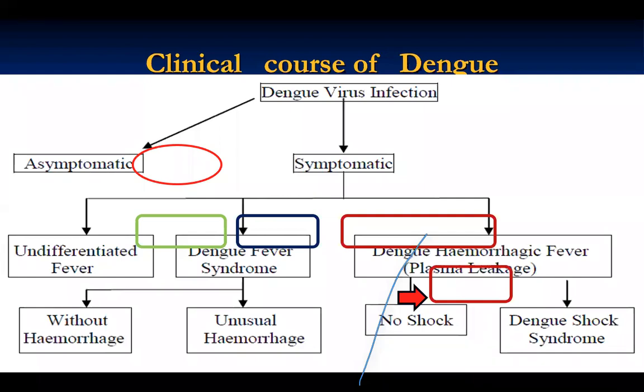Then the clinical course of dengue: what happens when there is a dengue virus infection. It has two types: asymptomatic and symptomatic. In symptomatic, they are further classified into undifferentiated fever, dengue fever syndrome, and dengue hemorrhagic fever, where plasma leakage happens. In dengue fever syndrome there is no hemorrhage or only unusual hemorrhage. In DHF there is no shock, and that then leads to dengue shock syndrome.